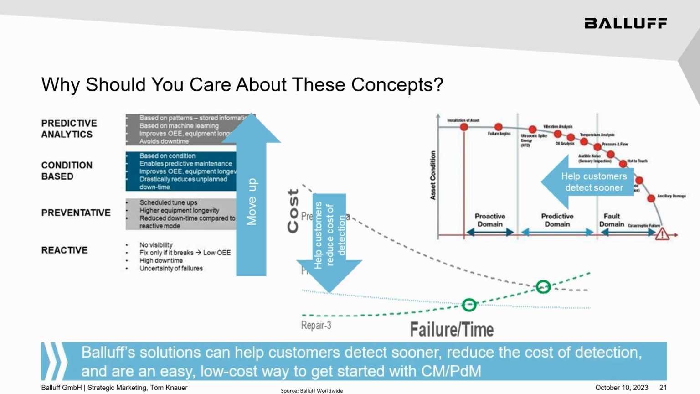So by doing all this, you can work with us to start to create solutions that will help you detect the failures sooner and reduce the cost of the detection, which is an easy, low-cost way to get started with condition monitoring and predictive maintenance. This is really the key point of what we're trying to get across: to help you on this journey to condition monitoring and predictive maintenance, to detect those potential failures early and more quickly, to avoid these expensive and costly disruptions to your most important pieces of equipment.